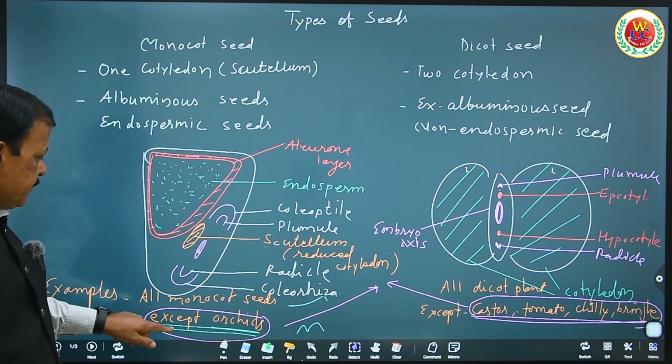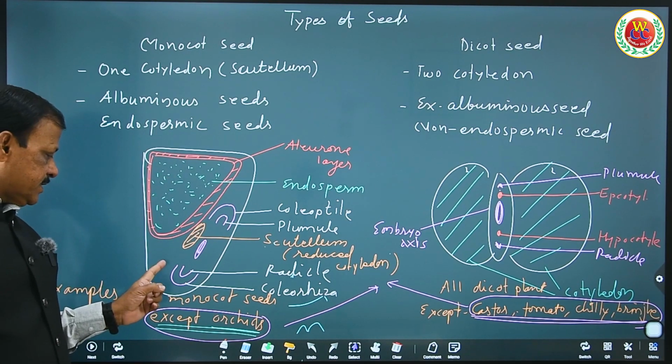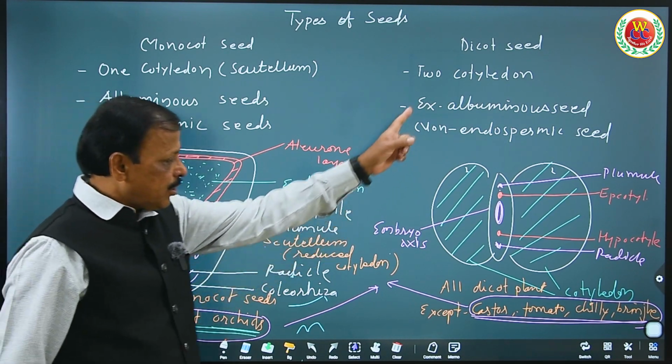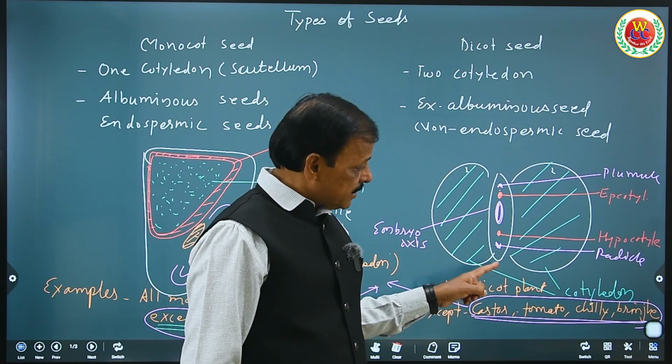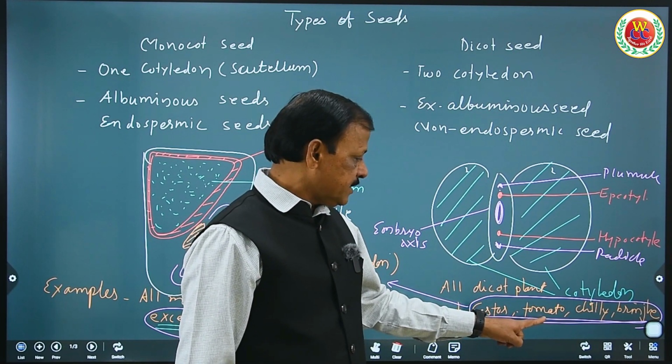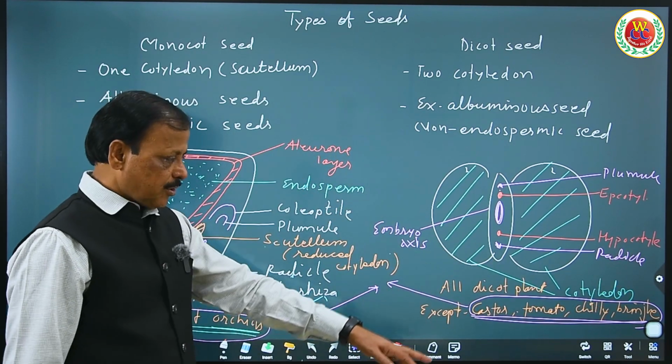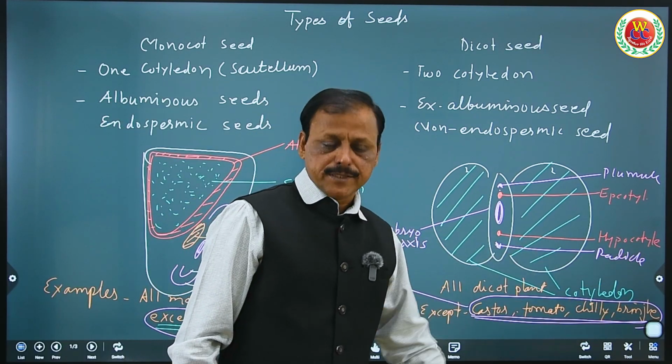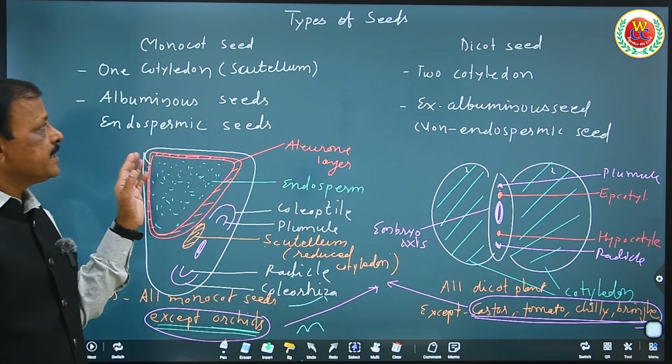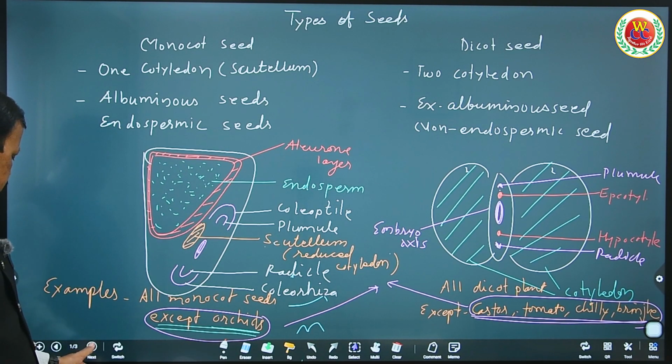So except does mean that all the monocot seeds are endospermic except orchids, all the dicot seeds are non-endospermic except castor, tomato, chili and brinjal, or plants belonging to the Solanaceae family. I hope you did understand that major difference between these two seeds.